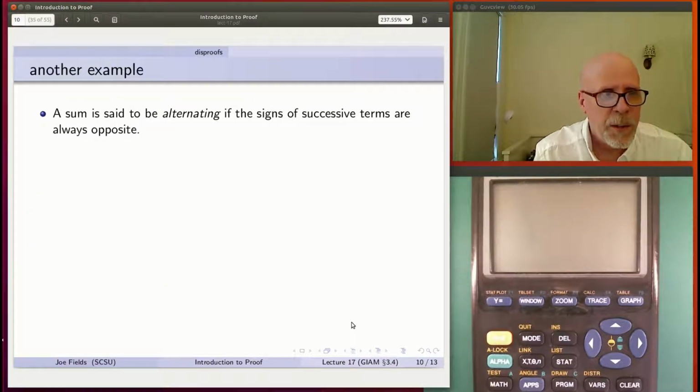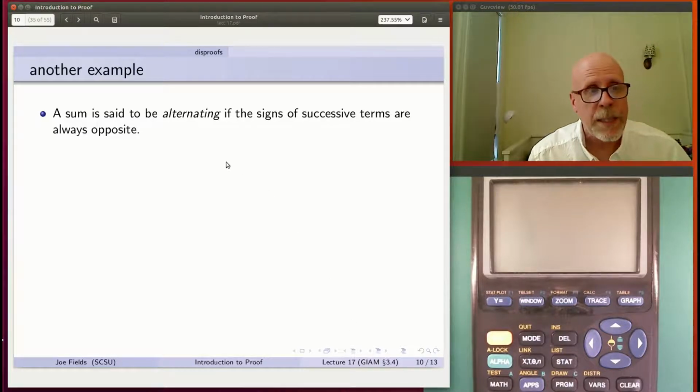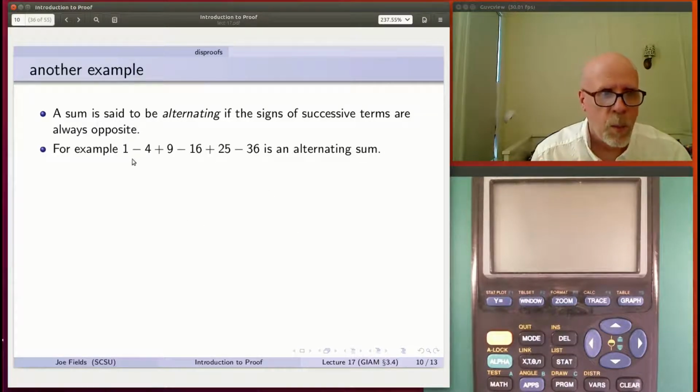Okay, here's another example of a proof, or actually a disproof. We'll talk about a little language so that you understand what the statement is. If you have a sum where the signs of successive terms are always opposite, so it goes from plus to minus to plus to minus, or minus to plus to minus to plus, that's called alternating. So here's an example: 1 minus 4 plus 9 minus 16 plus 25 minus 36. That's an alternating sum of squares right there. But the point is simply that it's an alternating sum.